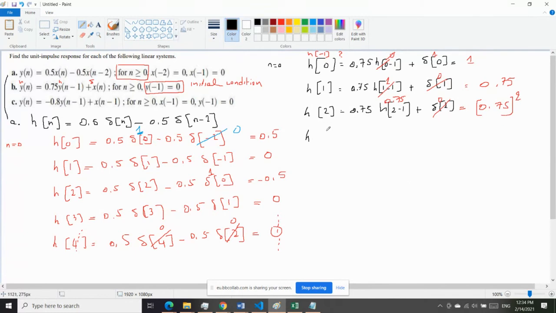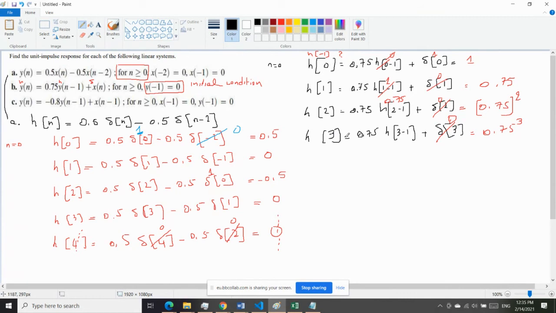Next, h[3] is 0.75 h[3 minus 1] plus delta[3]. This delta is equal to 0. What about h[2]? We just computed it. It is 0.75 squared. Therefore, the answer is 0.75 cubed.